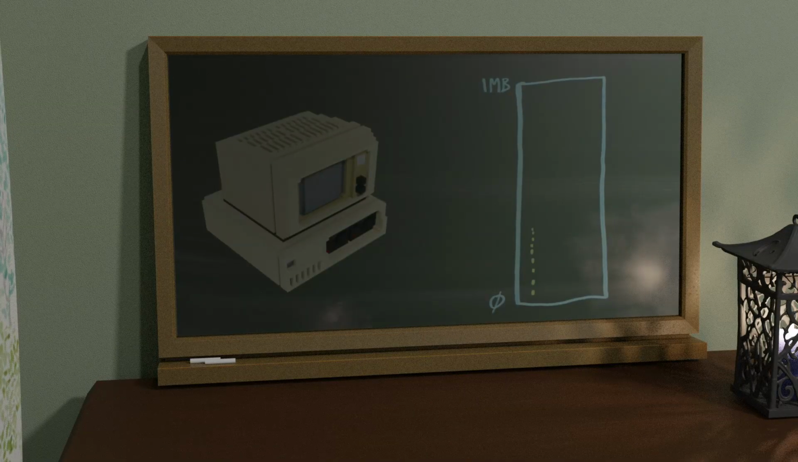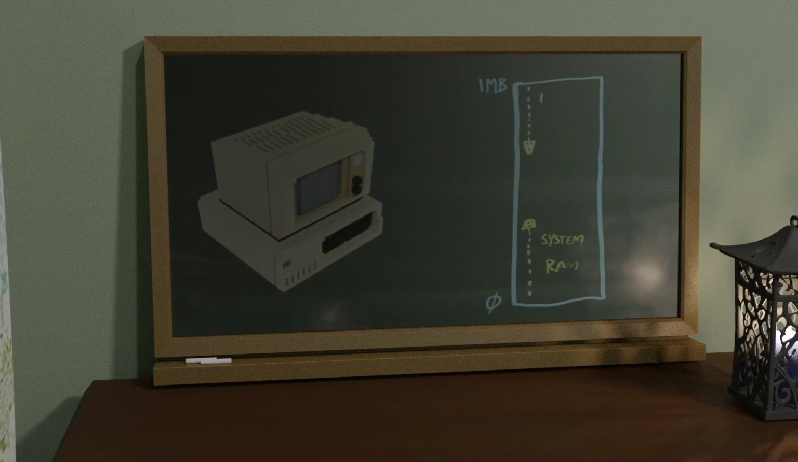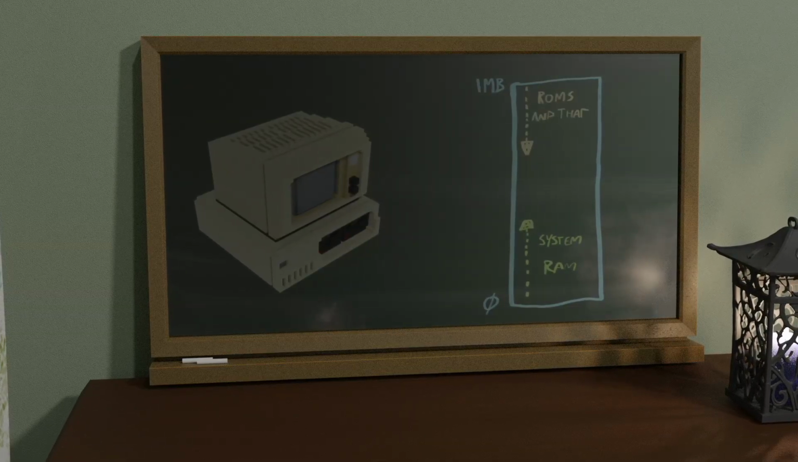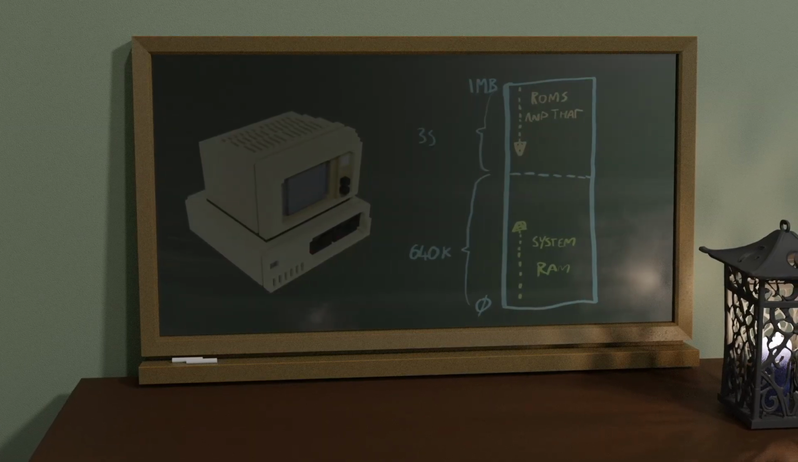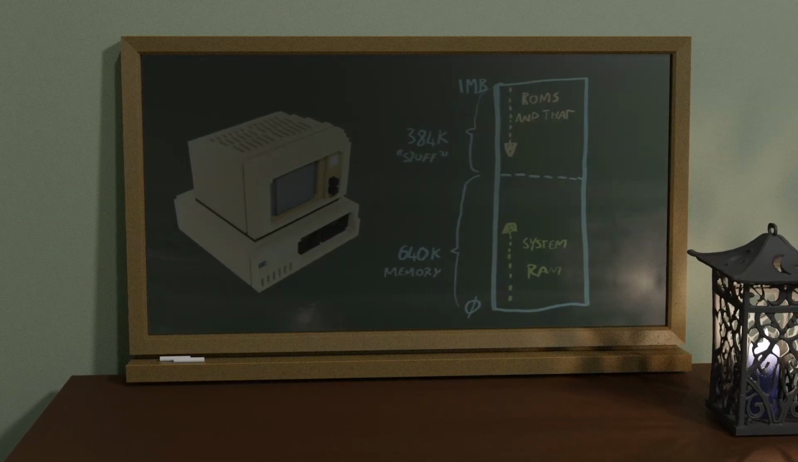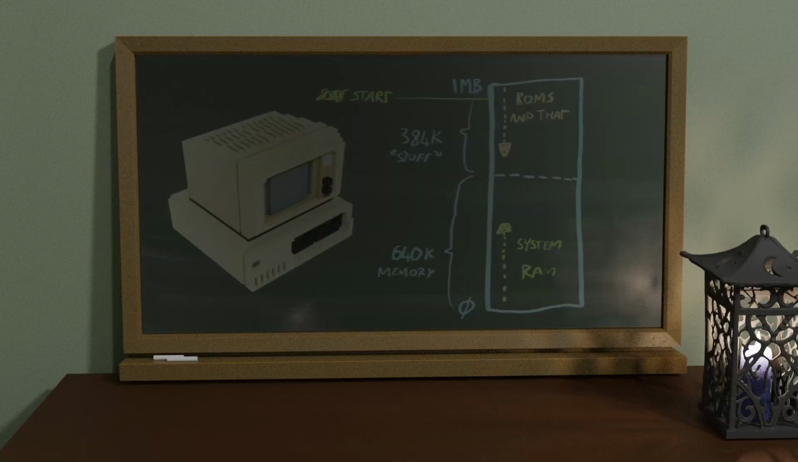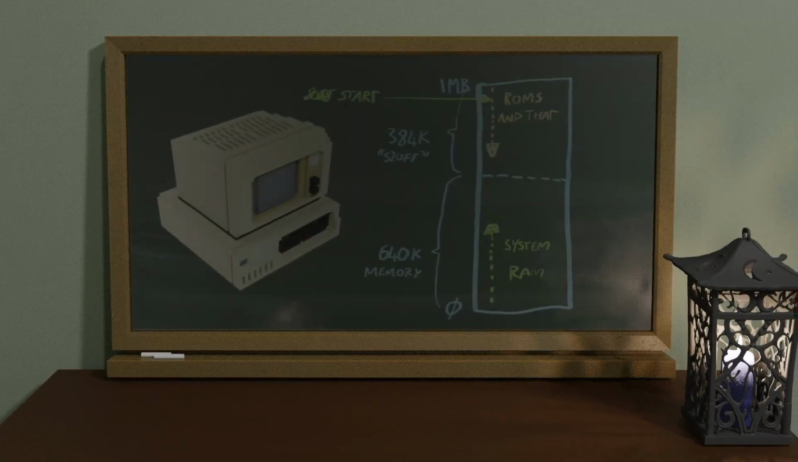The question here for a system designer is how much space do you give over to system RAM, and how much do you give over for ROMs and that? After some discussion, IBM chose a 5-3 split, 640K for memory and 384K for stuff. Due to the design of the 8088, specifically where it started executing code after a reset, it made most sense for the stuff to sit at the top of the address range.